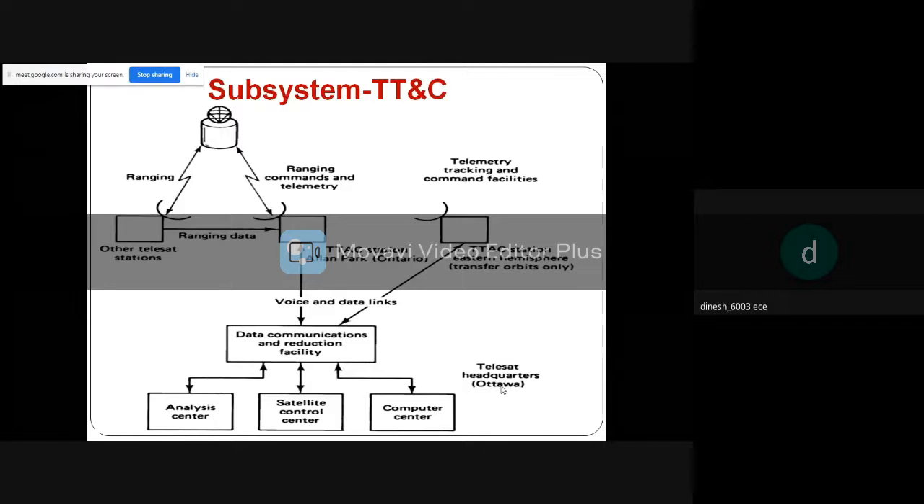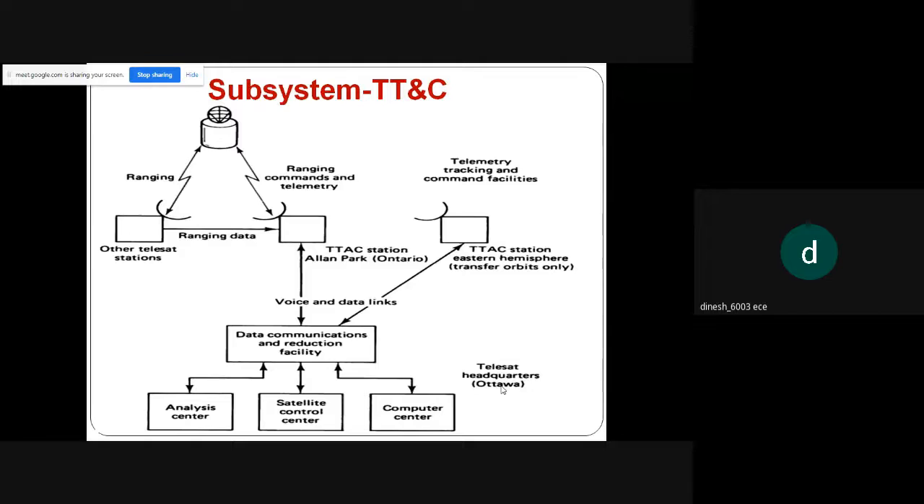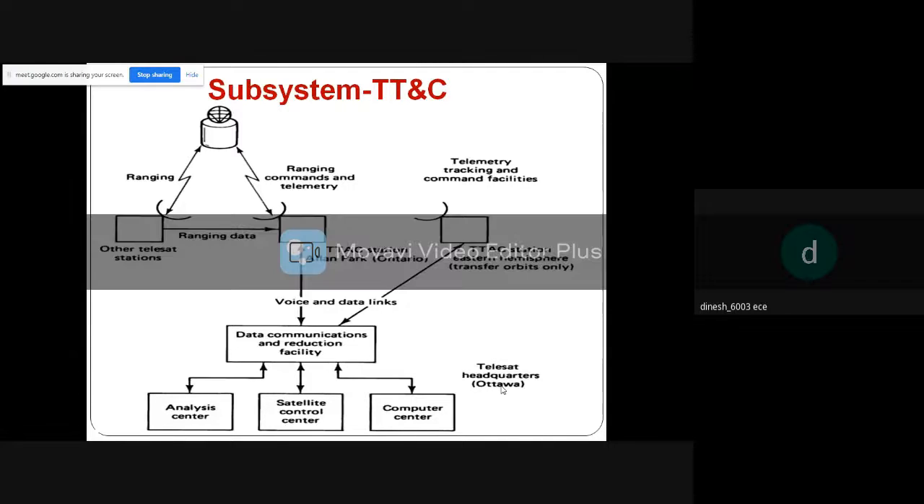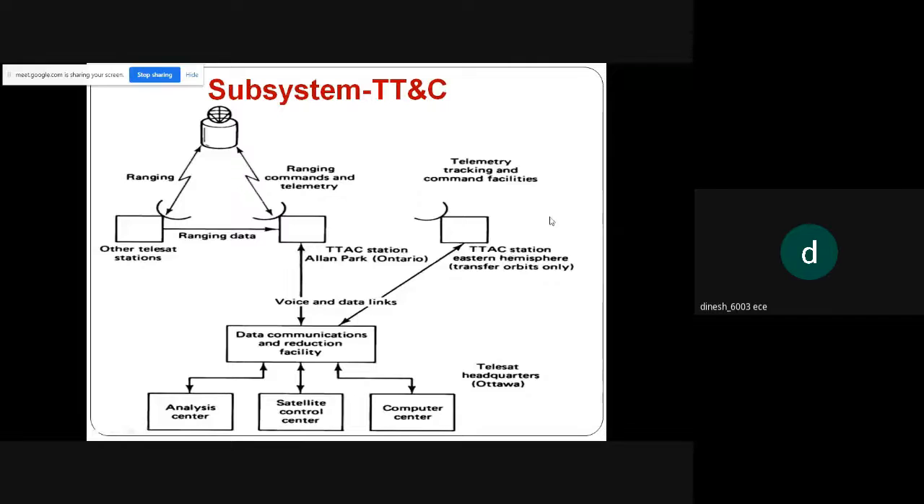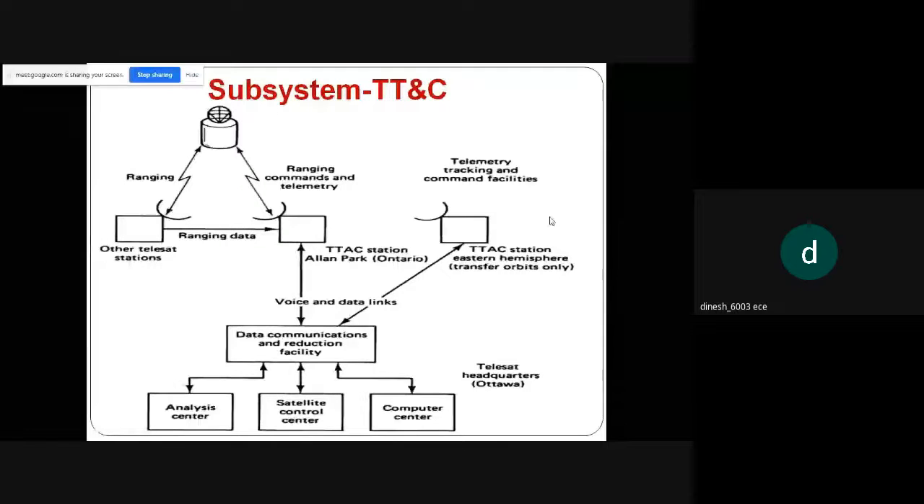So the TTC station at Allen Park, Ontario is your subsystem or subquarters, whereas Ottawa is the headquarters which monitors and stores the data. The data are given to the Eastern Hemisphere for transfer of orbit information only through the telemetry, tracking and command facilities. So this is an example of that telemetry, tracking and command system.